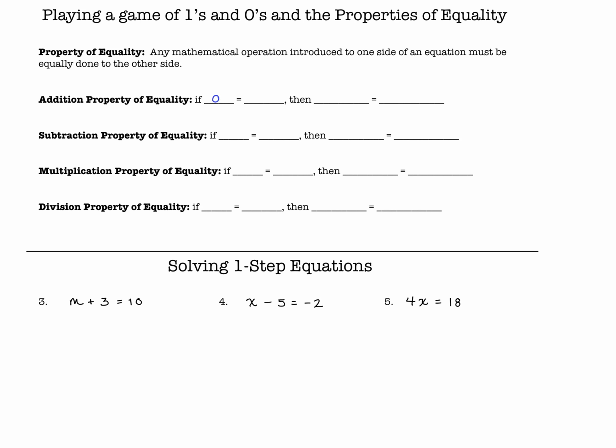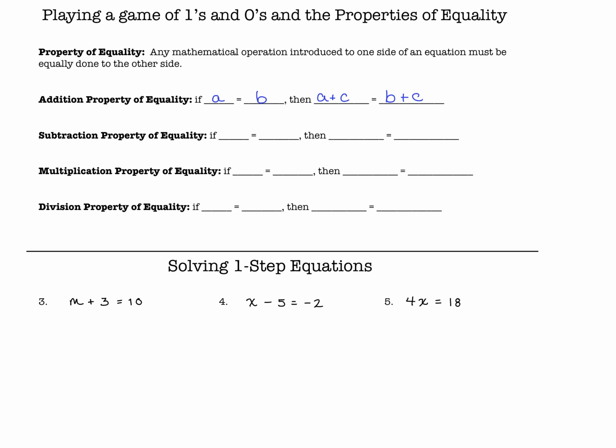So if I have some value of A equal to some value of B, then if I were going to say A plus some value of C, then I must equally add that same value of C to the other side. And that's all it's saying. So basically, if I add something to one side, I must add it to the other side.